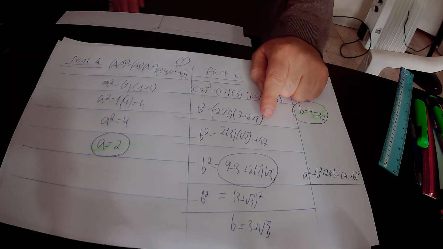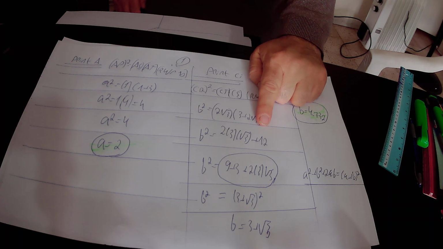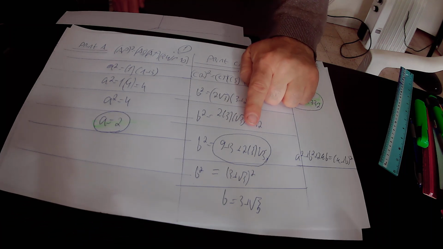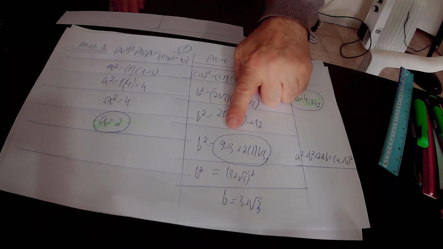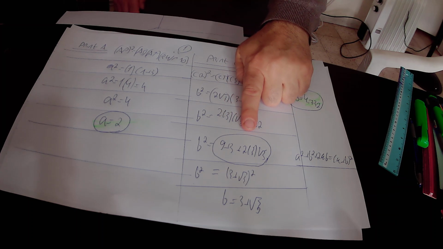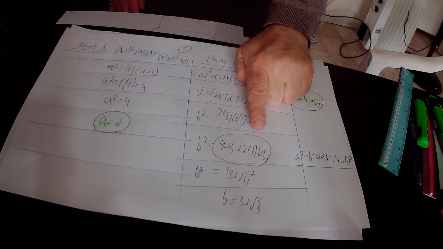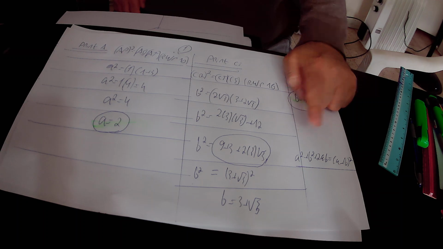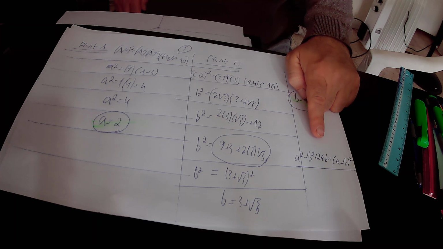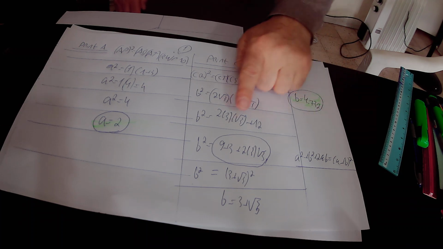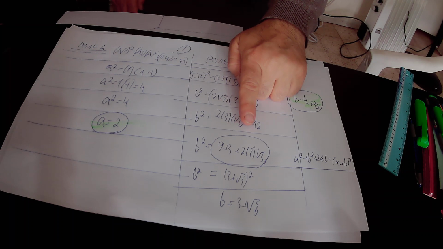So B square equals, we have here 12, we substitute 12 by 9 plus 3. So in conclusion, B square equals 9 plus 3 plus 2 times 3 times square root of 3. This expression is equivalent to the expression A square plus B square plus 2 times AB if we just substitute A by 3 and B by square root of 3. We get that A square plus B square plus 2 times AB equals 9 plus 3 plus 2 times 3 times square root of 3.